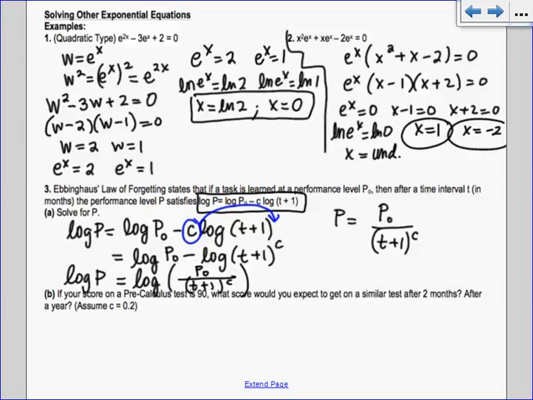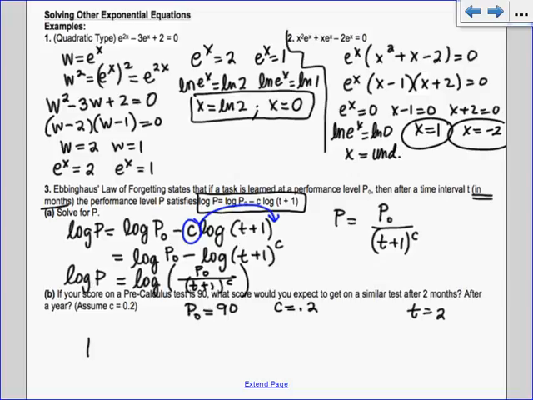So if your score on a pre-calc test is 90, what score would you expect to get on a similar test after 2 months? Okay, so t is in months, so t is going to be 2, because it says in months here. And P sub 0 is your original score. Anything with a subscript of 0 usually means at time 0. So your first performance level was 90. And C is always depending on the task. It's some kind of constant. So taking a math exam has a C value of 0.2. I don't know how they determine that. I'm sure there's lots and lots of data to find things like that.